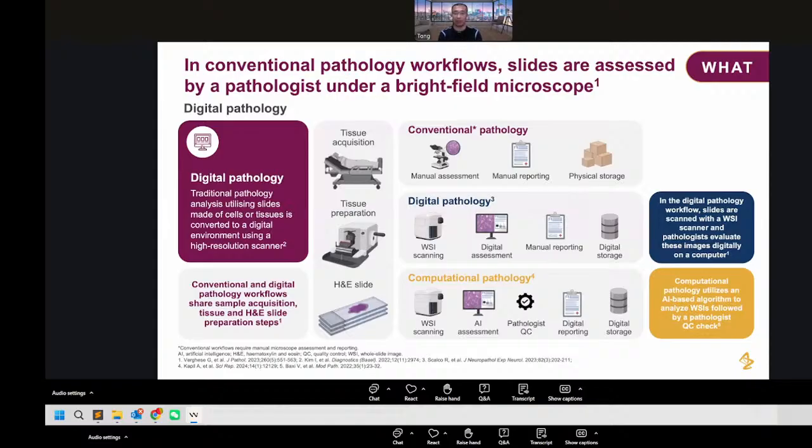Moving to digital pathology is just one additional layer on top of conventional pathology. Instead of manual assessment, they use scanners to scan all the slides into digital format, and the digital format is very, very high resolution. So the pathologists can look at the images through the monitor instead of using the microscope. That is the key difference between conventional and digital pathology. We can consider conventional to be analog, but digital is digital, right? That's the key difference.